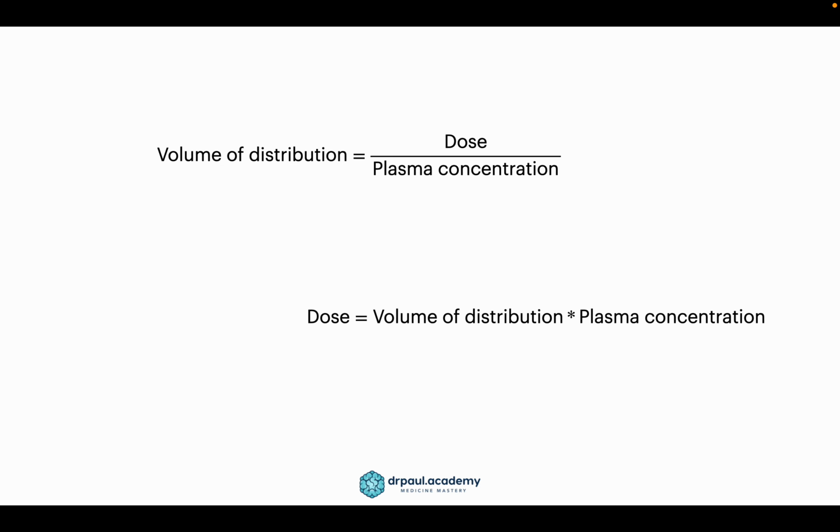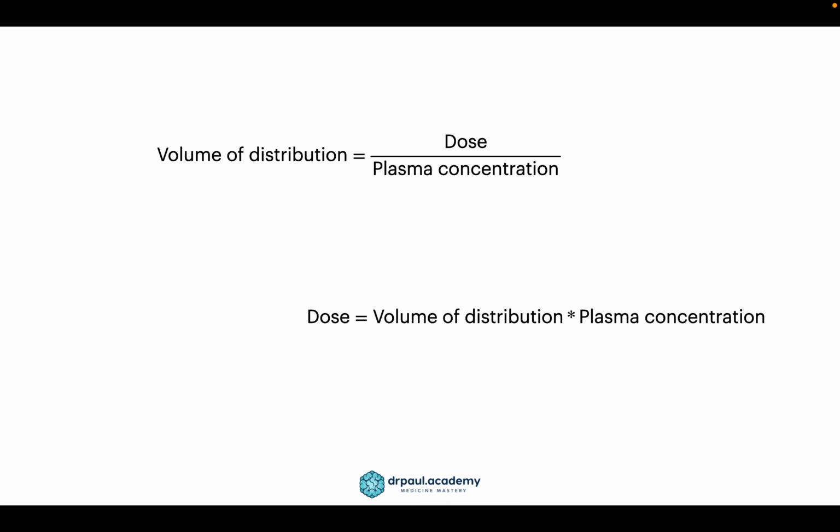So all we do is take this equation which we use to calculate the volume of distribution and slightly rearrange it to calculate the loading dose. So the dose is nothing but your volume of distribution multiplied by plasma concentration. Here we already know the volume of distribution. We already know what concentration we want to achieve in order to have a particular therapeutic effect. So you can multiply them and you get the dose.